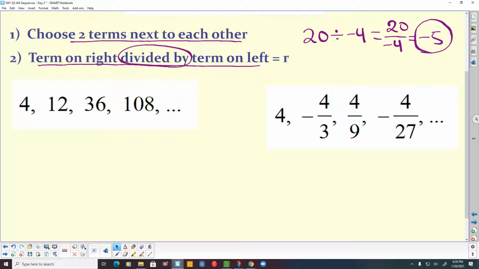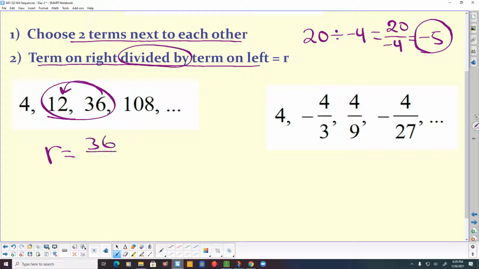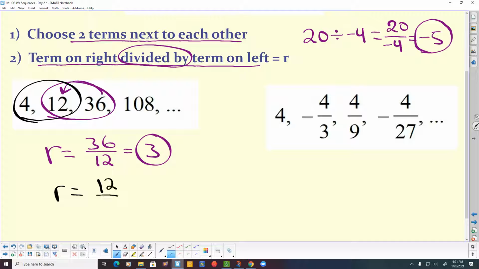Let's do a couple more. I'll pick these two. The ratio is the one on the right divided by the one in front of it. So 36 divided by 12. Immediately I know that the number is bigger than 1. 36 divided by 12 is 3. That is my common ratio, +3. I'm going to try it with these two, just so you can see the example. Ratio equals 12 divided by the number in front, 4, is 3. That also worked. It's still the same ratio.